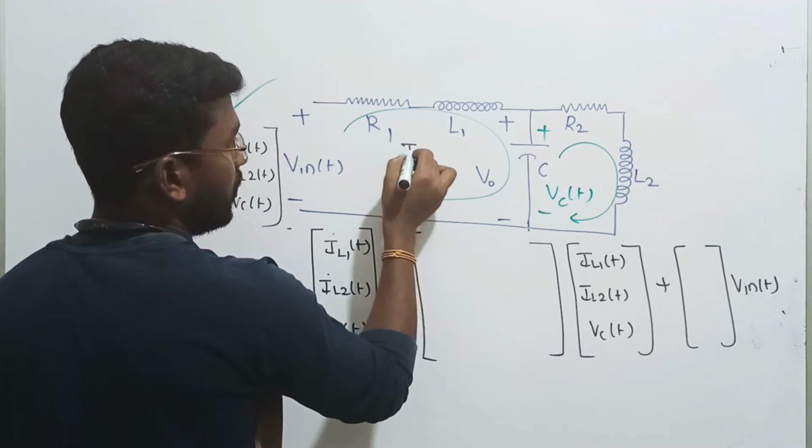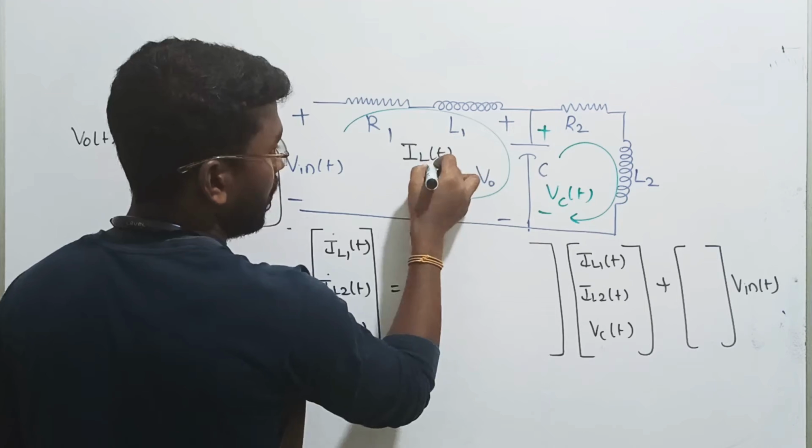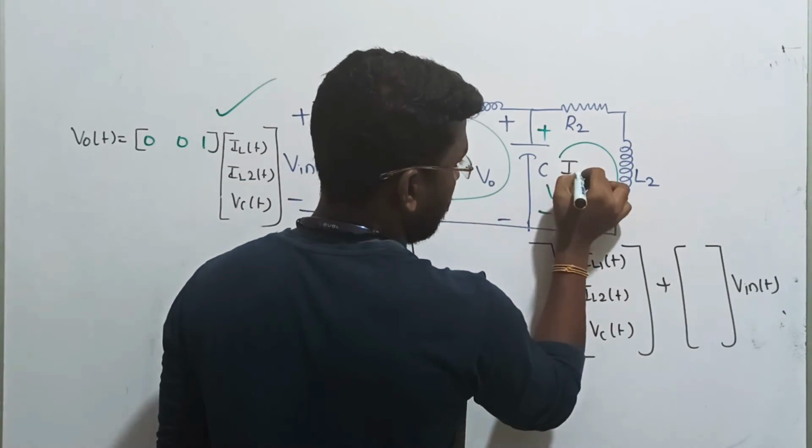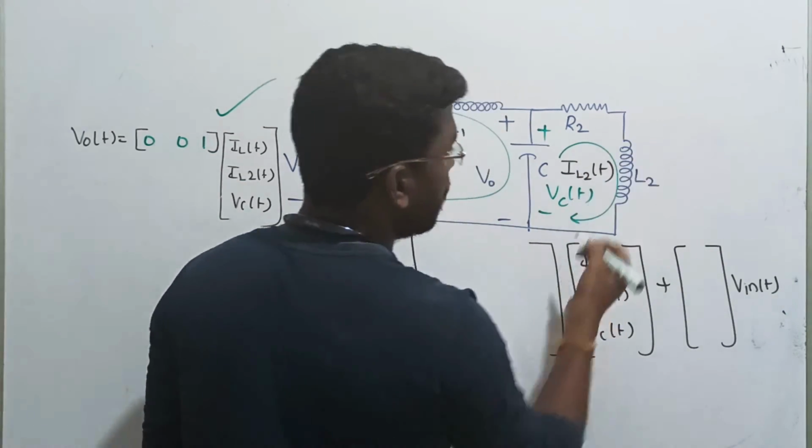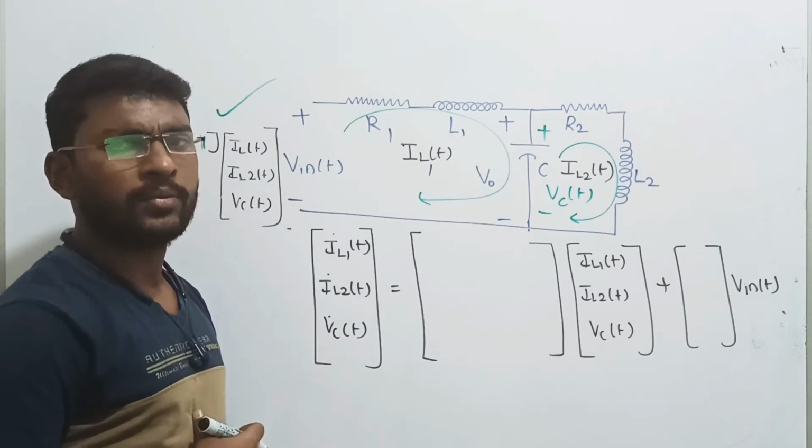Let me call the current going from here IL1 of t. IL1 of t. The current going in this loop, let me write IL2 of t. Simply let me write IL2 of t. Simply we will write like this.